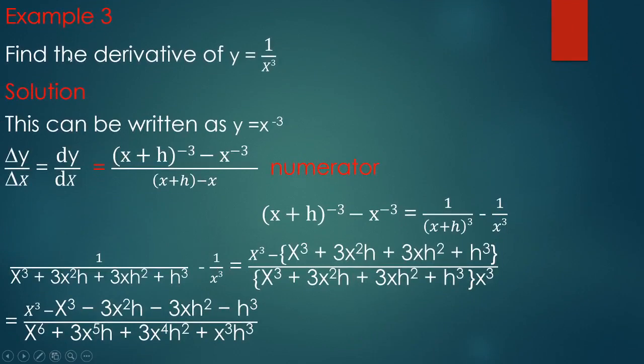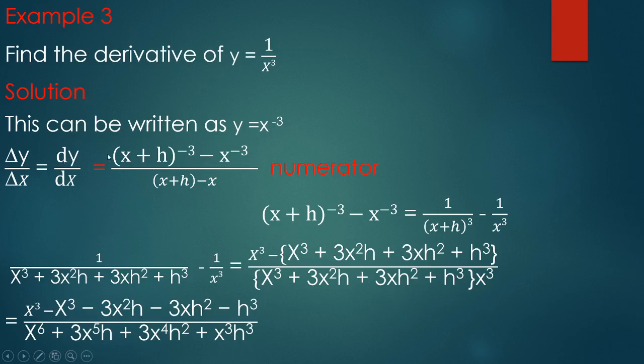Now example 3, we find the derivative. So gradient function, many names can be used: derivative, gradient function, all that. So we find the derivative of y equals 1 over x cubed. What we need to do here is to rewrite this in the form y equals x to the power negative 3, as we learned in form 2 in the topic indices.